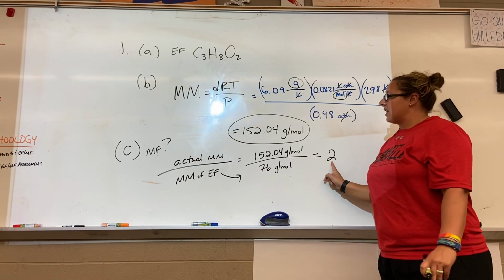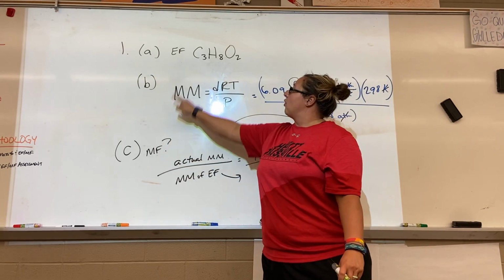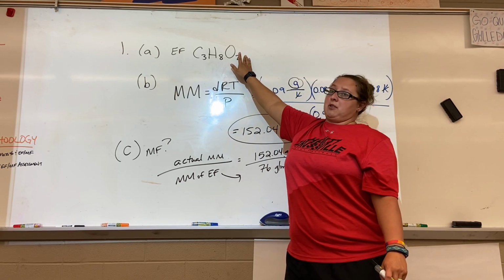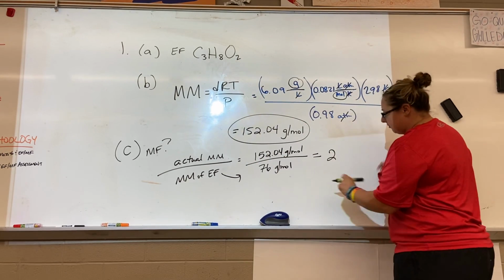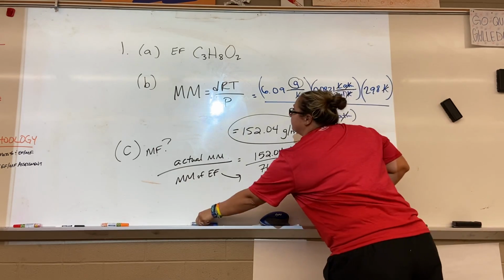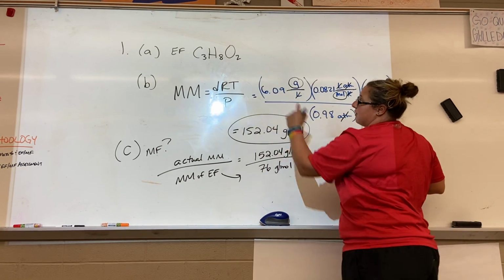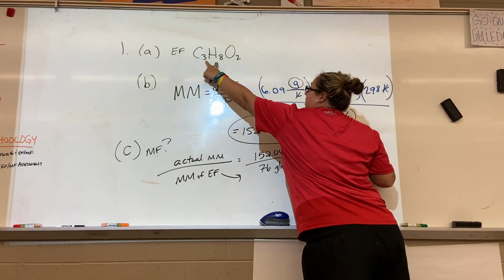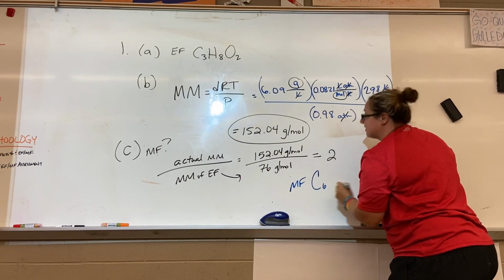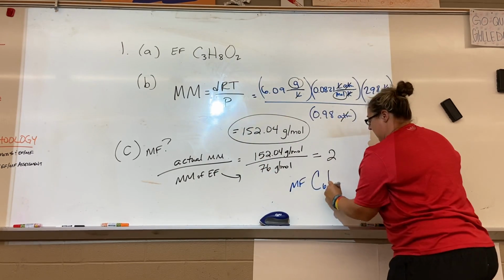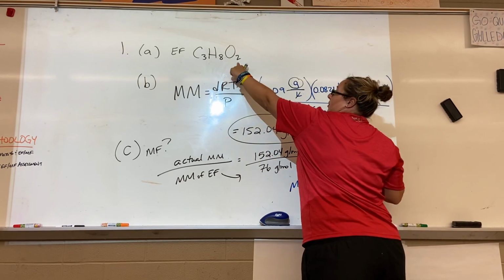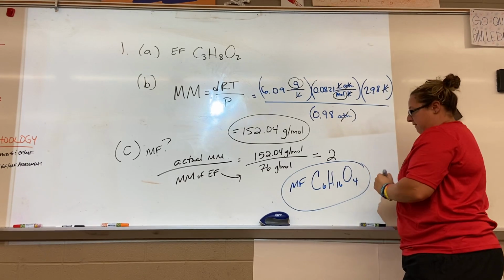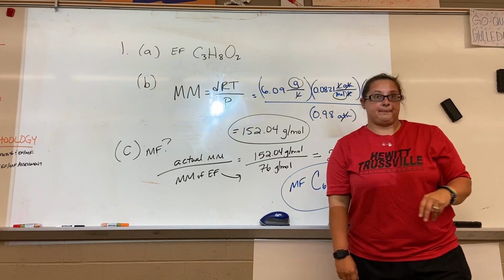So what this is telling us is that our molecular formula is double the mole ratios that we see in our empirical formula. So our empirical formula was C3H8O2. So our molecular formula is double this number: C6, double that number, H16, double this number, O4. And this is the final answer for part C.